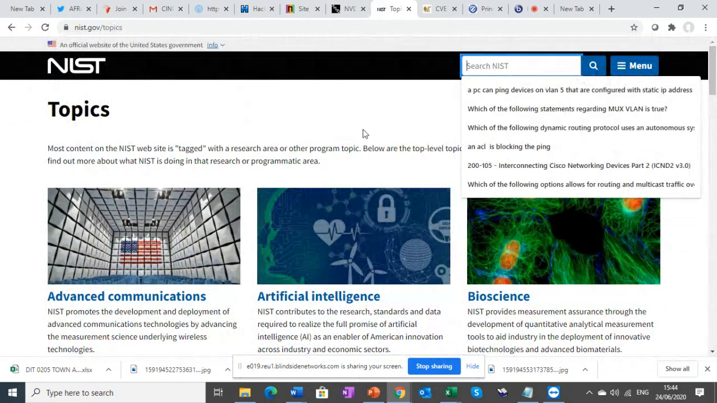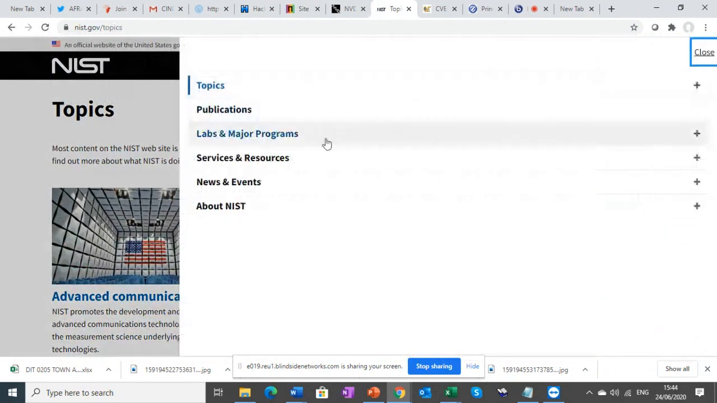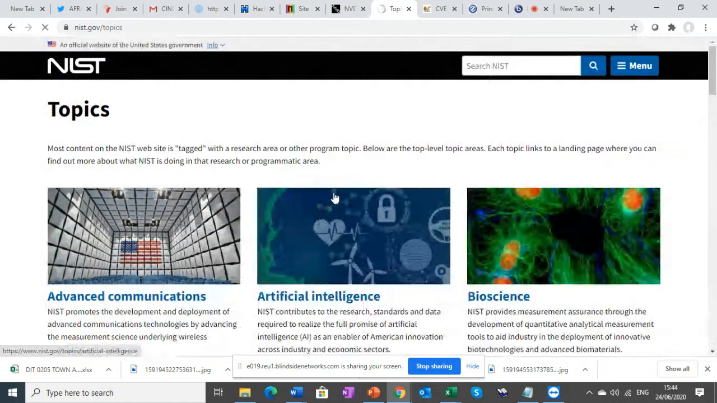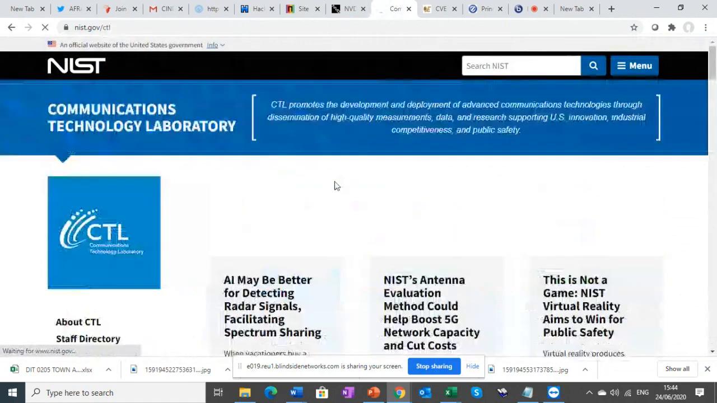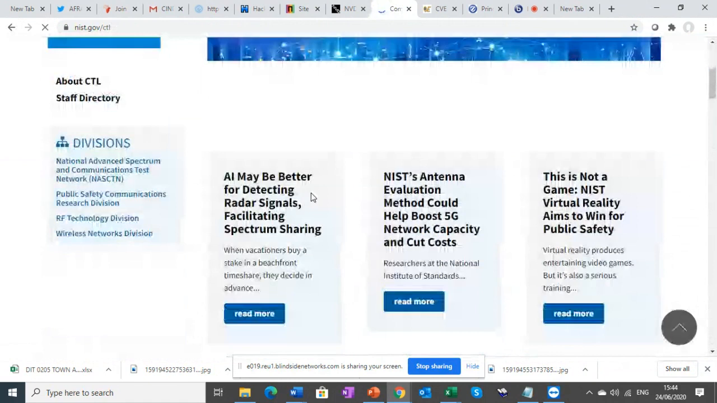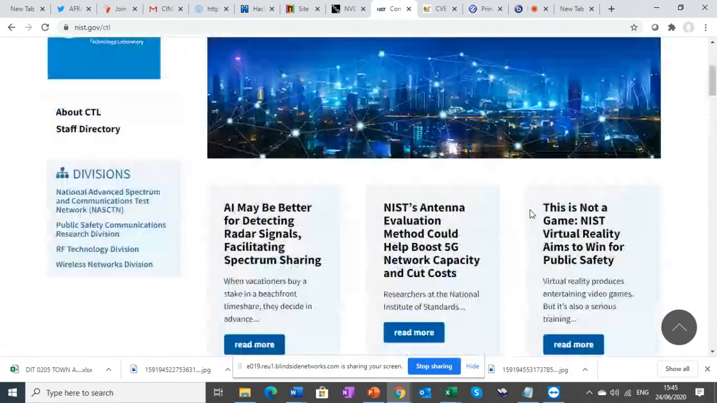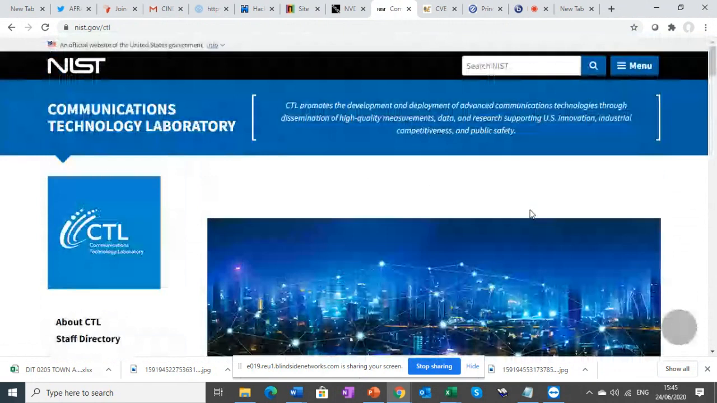You can search whatever you may wish. Let's take communication technology, for example, and what has been done there. You can read much more about what has been researched, like the use of drones, and anything else you may wish to know about cybersecurity. So this site is also a very good site that you can use.